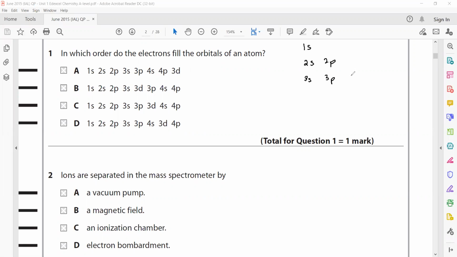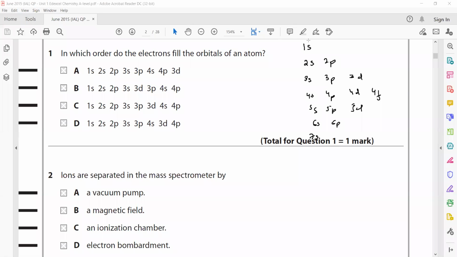3s, 3p, 3d. So what we are doing, every time we are increasing one orbital. Then 4s, 4p, 4d, 4f. So till 4 we increase one, and now we'll start to decrease: 5s, 5p, 5d, 6s, 6p, and at the last 7s.